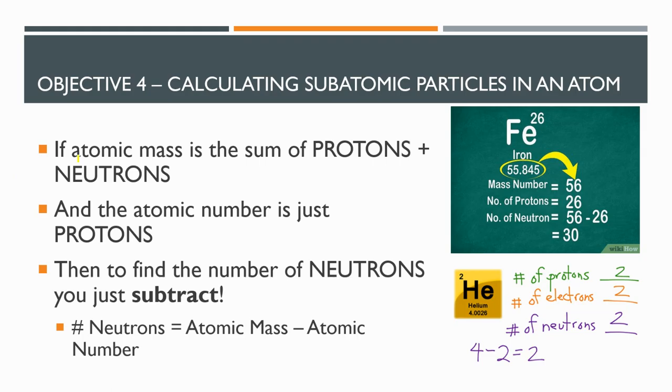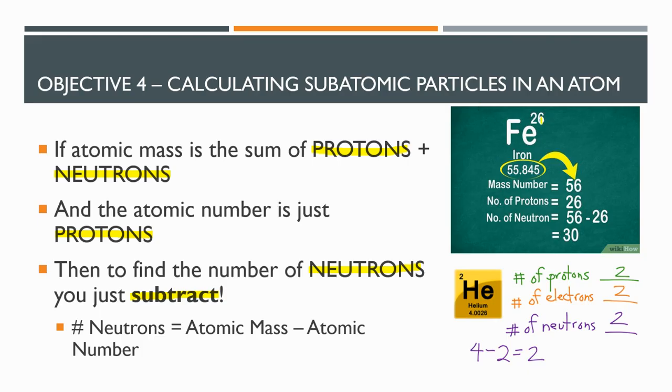All right, so we've covered the protons, okay? The protons are the atomic number, and we've covered the mass, and we said that was protons and neutrons. Well, if I know the mass and I know the protons, then I can easily find the number of neutrons by just simply subtracting. So anytime you want to find out how many neutrons are in a particular atom, you just take the mass, which is protons and neutrons together, and you subtract the atomic number, which is just protons, and you now know the number of neutrons.